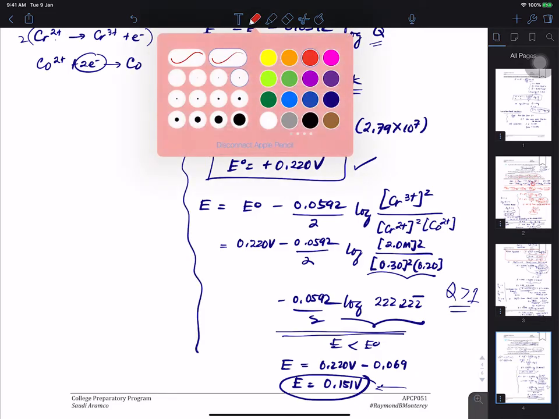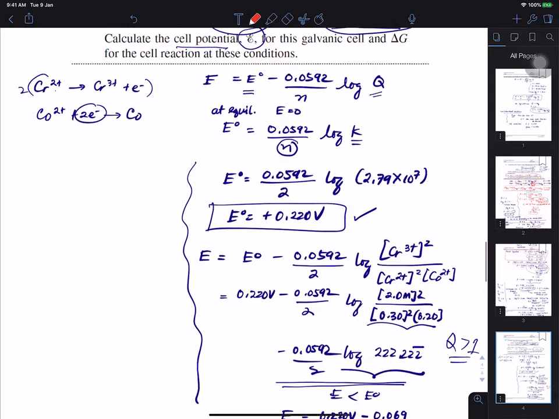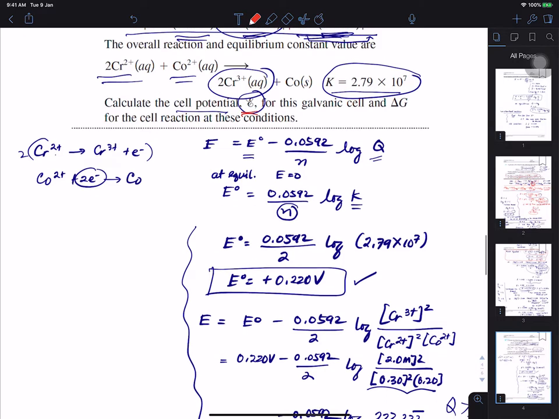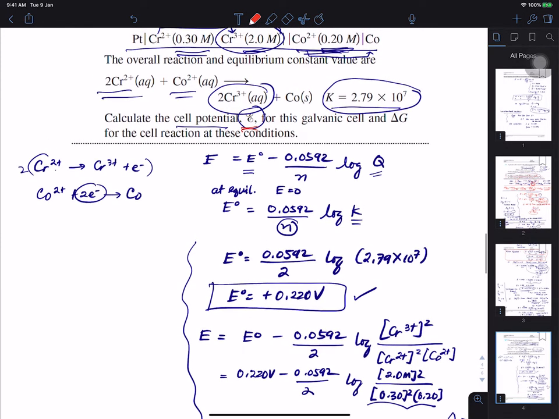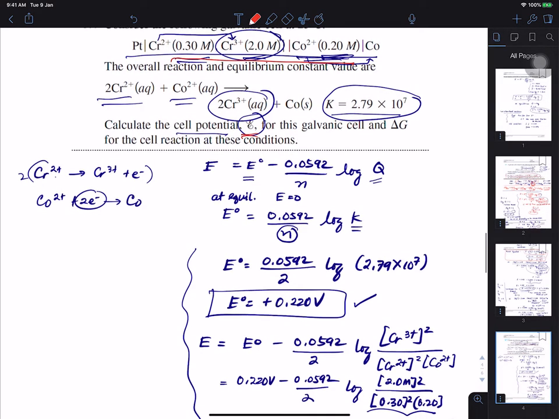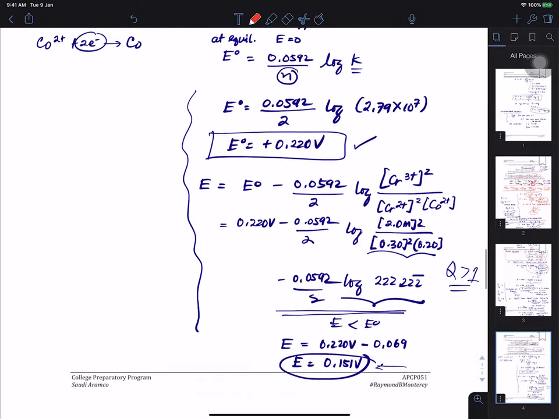So let's just finish the problem. Okay, so what do we have here? We have already calculated the E. So that means under these conditions, with this set of concentrations, we can derive less work compared with the standard condition, because the standard condition would have an E naught of 0.22 volts, while under this set of concentrations, we only ended up with 0.151.